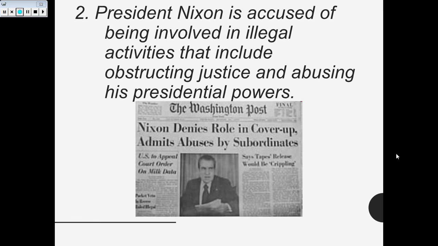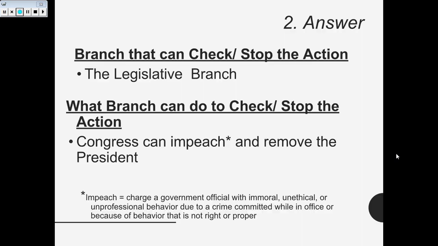Okay, let's take a look and see what we can do here. So the branch that can check or stop the action would really be the legislative branch. And Congress can impeach and remove the president. So in the case of Nixon, he was definitely violating his duty as president in an immoral and an unethical way, because he was responsible for sending people to break in and steal some political files.